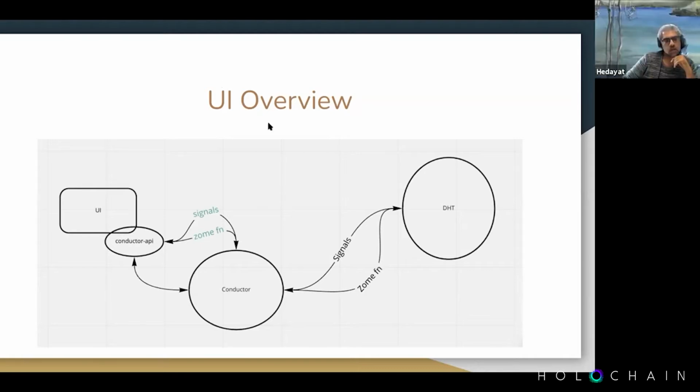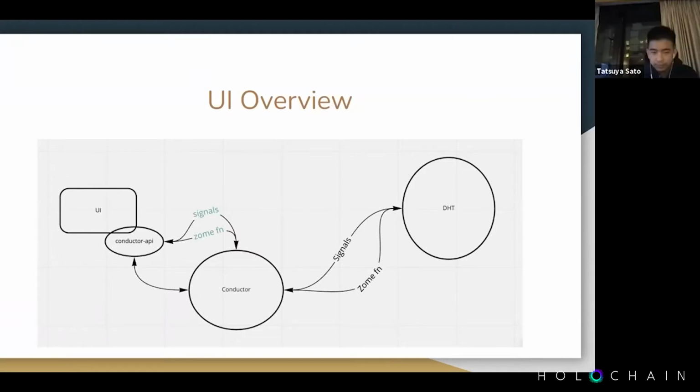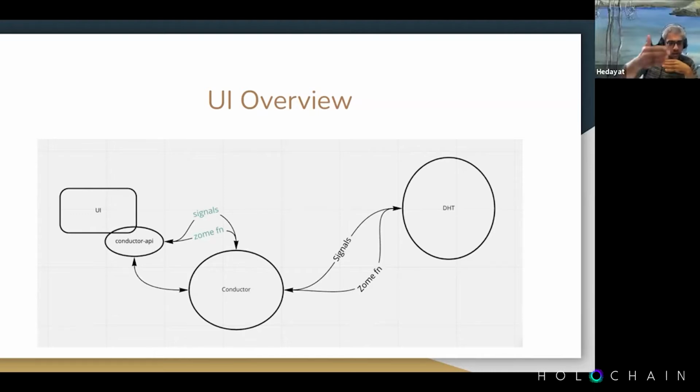Any other question? Okay, let me ask a couple of questions here, Tats. Signals mean that when something changes in the DHT, we query and notify the UI. So it means the UI cannot receive a signal directly from a conductor; it's received from the Conductor API, yes? Yes. The UI is registered as a pub-sub subscriber to the Conductor API. If there is any signal, the Conductor tells the Conductor API, and the Conductor API can notify the subscribers.